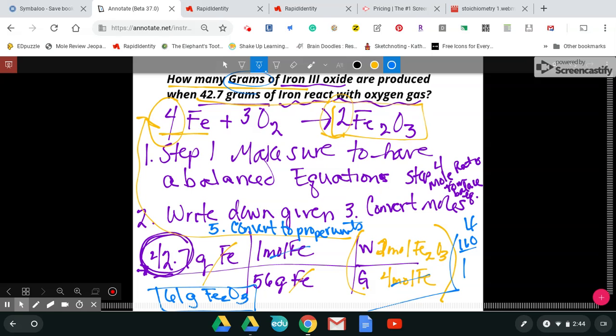So notice what I did. I converted, let me get me a different highlighter here. I converted the amount of iron that I was given to the amount of iron oxide that would be produced. All right, let's work another problem.